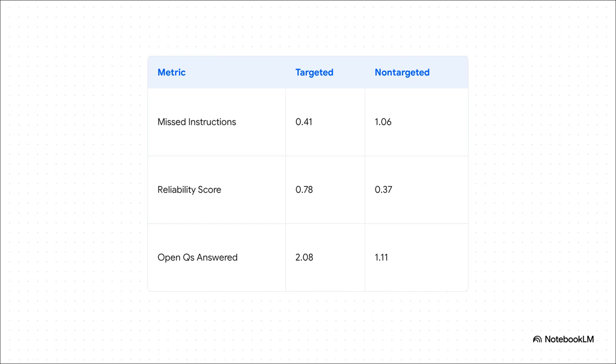The non-targeted group missed more than twice as many simple attention check questions, the ones that say, please select agree here. Their reliability score, which just measures how consistent their answers are, was less than half that of the real participants. And they barely answered any of the optional open-ended questions. In short, their responses were careless, inconsistent, and they just weren't engaged at all.